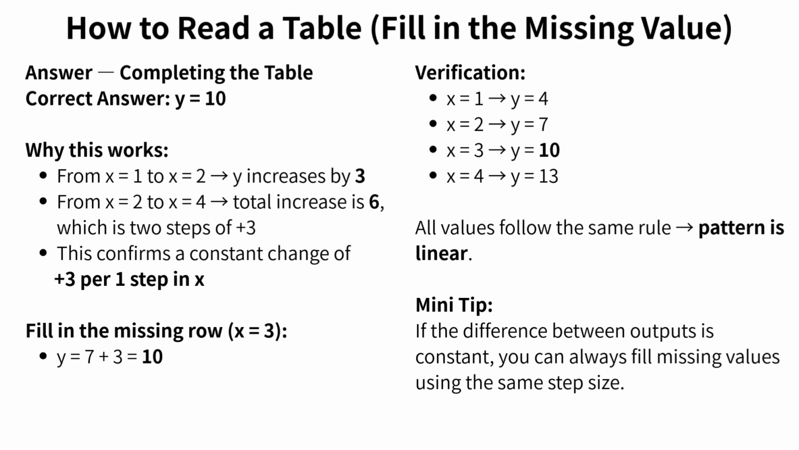Using this idea, we can fill in the missing value when x equals 3. Starting from 7, add 3 and we get 10. So the missing entry is 10. Finally, verify that all rows follow the same rule: 4, 7, 10, 13. The differences are consistently 3, which confirms that the table follows a linear pattern. And that is why the correct missing value is 10.